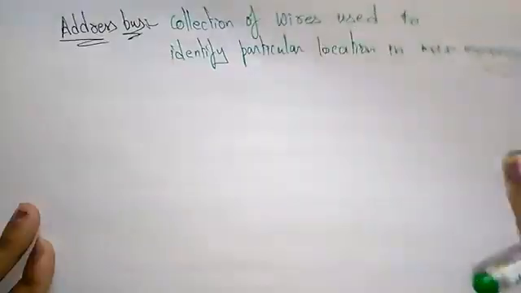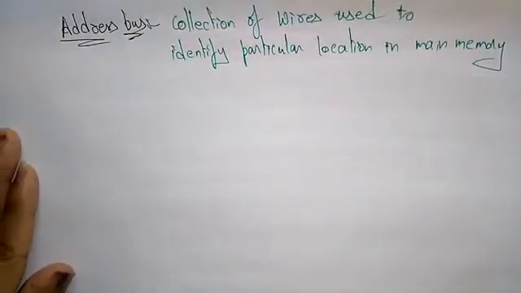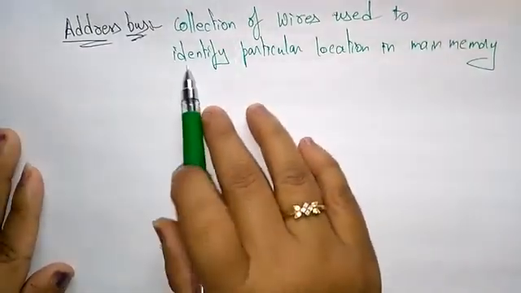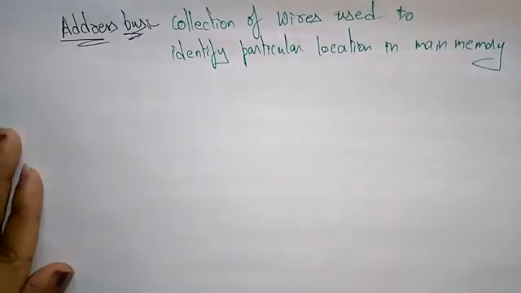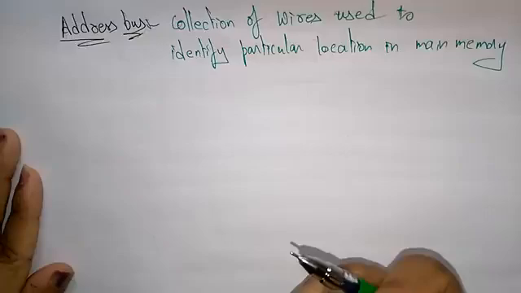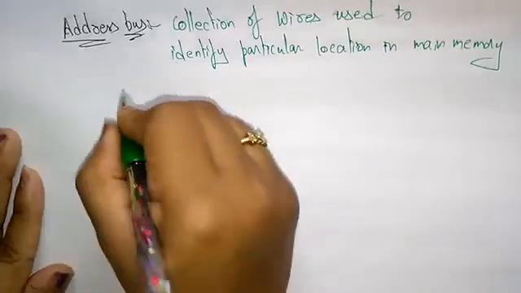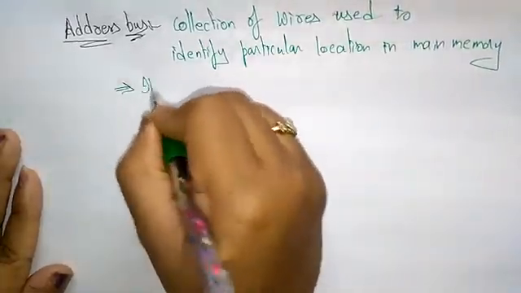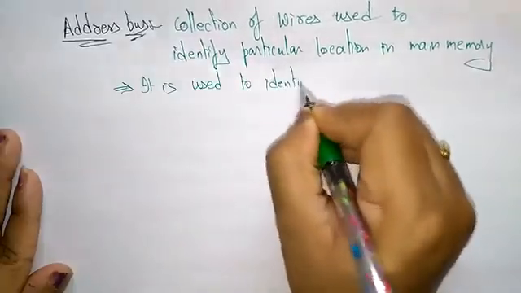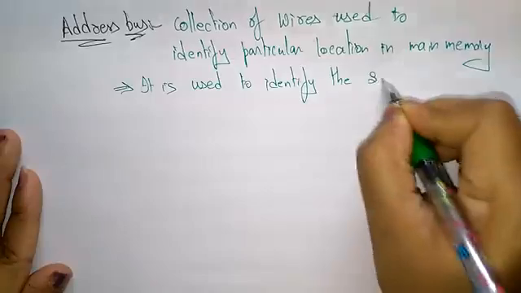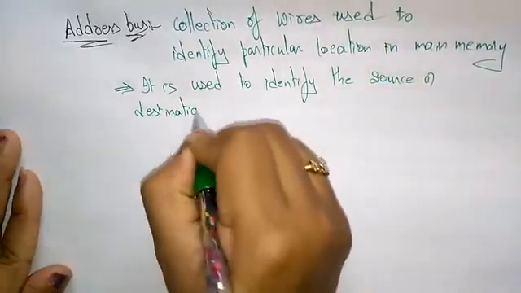That's why in the previous diagram I saw that the address bus is unidirectional. Only one direction will be there, because that direction indicates it identifies a particular location in memory. So it is pointing towards the memory, meaning it is identifying a particular location in memory by the CPU. So it is used to identify the source or destination of data. The main use of the address bus is to identify the source or destination of data.